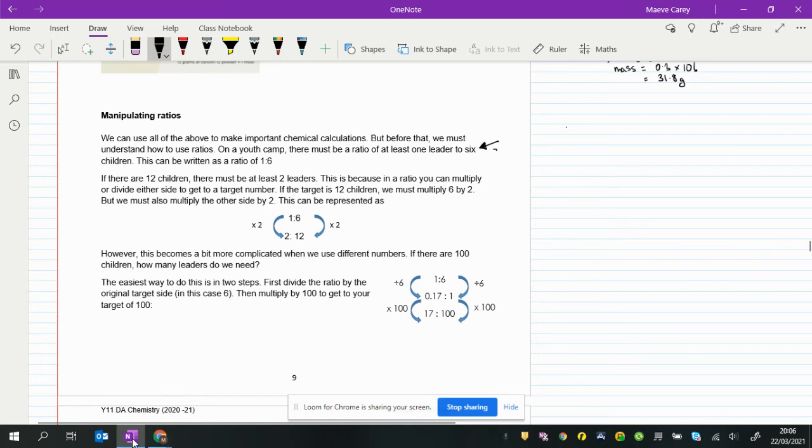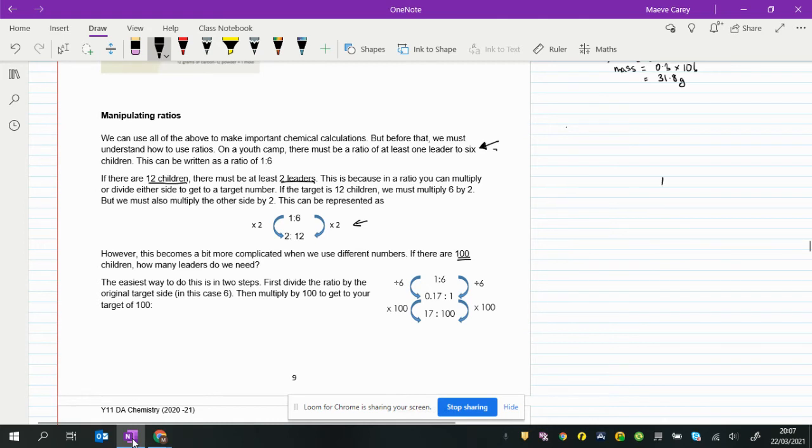So if there are 12 children, obviously you need 2 leaders, 2 times 6. In this instance you've multiplied the 6 by 2, so you must multiply the number of leaders by 2 as well. That's fairly straightforward. So you've represented it here. You've doubled the number of children by 2, so you double the number of leaders by 2, and you still have the same ratio. However, what happens when you have a less obvious number?